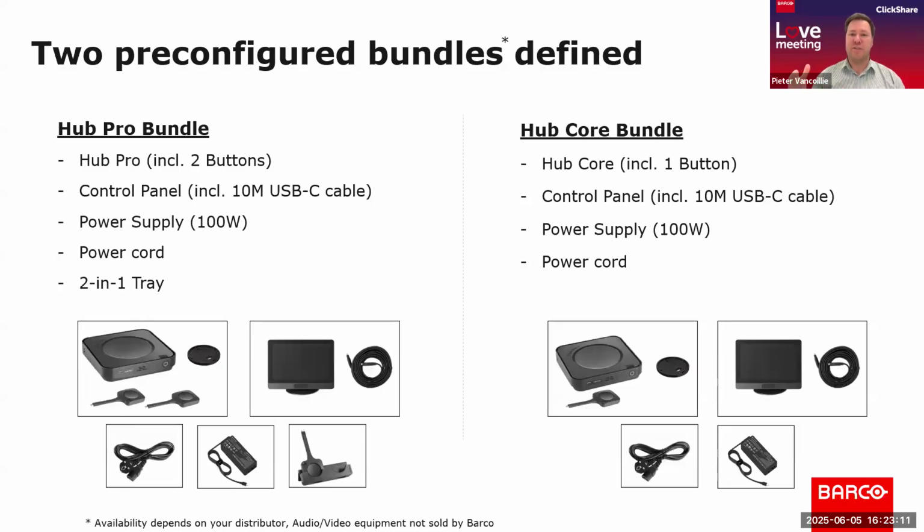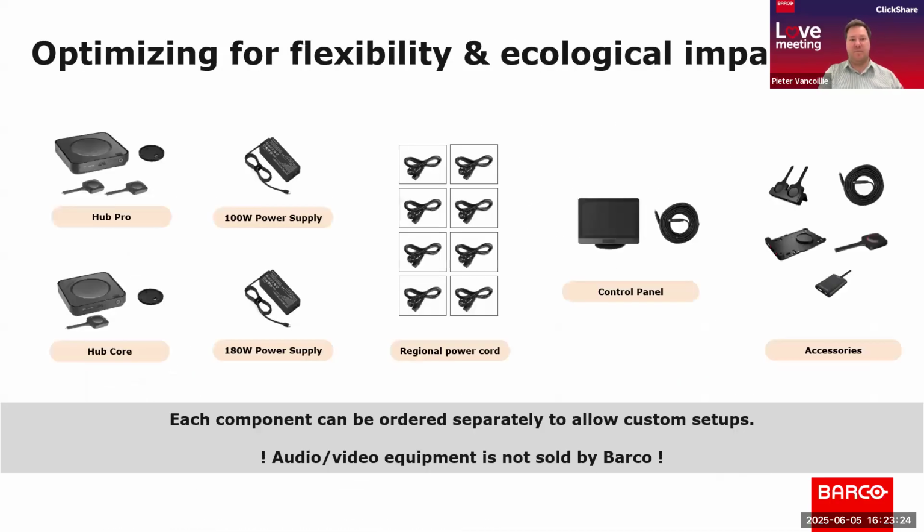But with a room system, you would often like to customize the room system to have an ideal fit with the room that you will be deploying it in. That's why we're also offering each component to be bought separately. That means you can get the Hub Pro or the Hub Core and then combine it with a power supply of your liking. If, for example, you want to have power delivery, you want to opt for the 180-watt power supply.